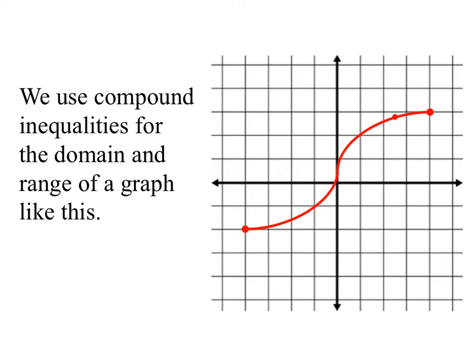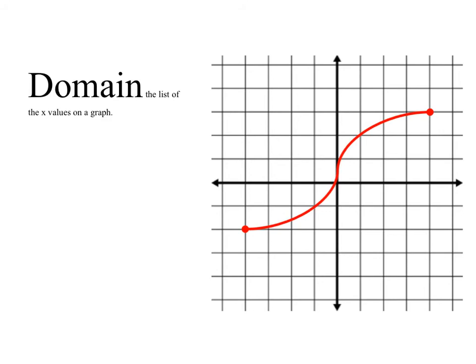And so you and I don't have enough time to sit there and write an infinite amount of numbers for the domain and for the range. So we have to find a shortcut. And that's why we use compound inequalities for graphs that look like this.